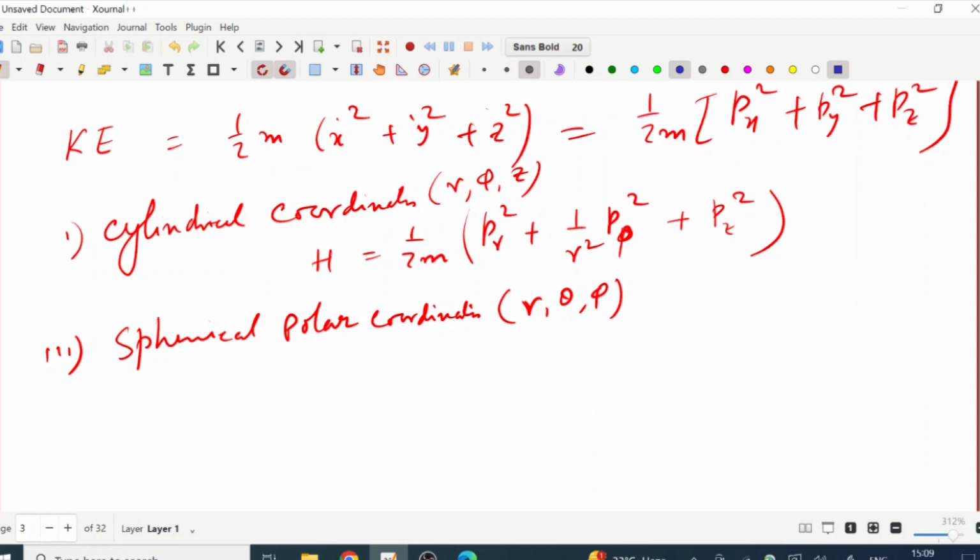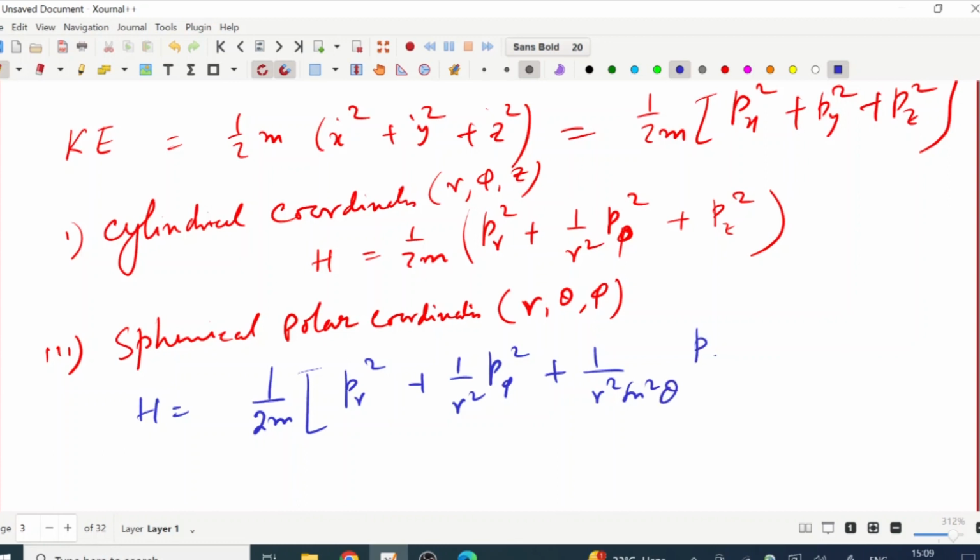Okay, so in spherical polar coordinates, your Hamiltonian will be 1 over 2m, and then p r square, then 1 over r square p theta square plus 1 over r square sin square theta p phi square. This is p theta and this is p phi. So, this is the kinetic energy term in terms of momentum in spherical polar coordinates. You can calculate this. Now, we will consider one or two more examples to calculate the Hamiltonian from the Lagrangian, with the steps I mentioned. So, let me illustrate some of them.